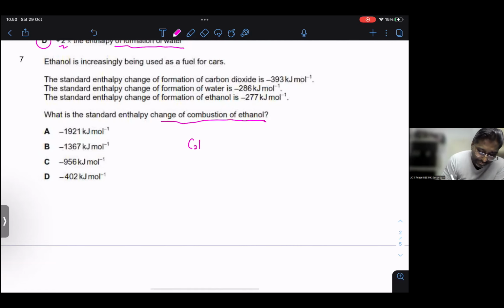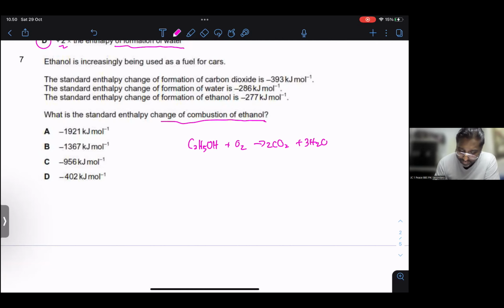So ethanol is C2H5OH. You combust, you get carbon dioxide plus water. Okay, so of course these two. So hydrogen I put 3. Okay, and then oxygen 7. So 7 1 there, so 3. Okay, I want to find the enthalpy of combustion. This value. Yeah, I want to find this value.